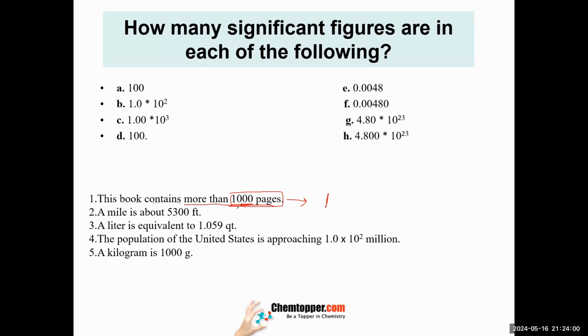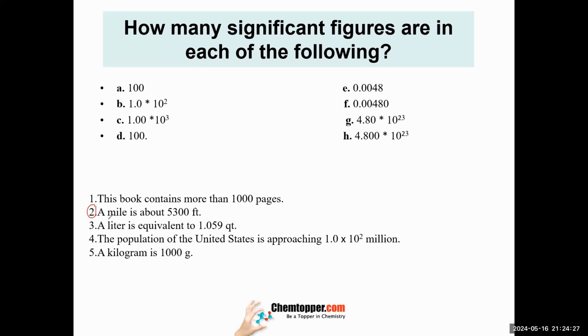This counting is approximate. So whenever we have a counting where we say approximately this much, around this much, then they are not exact numbers. But when they say exactly counted this much, then they become exact numbers with unlimited significant figures.